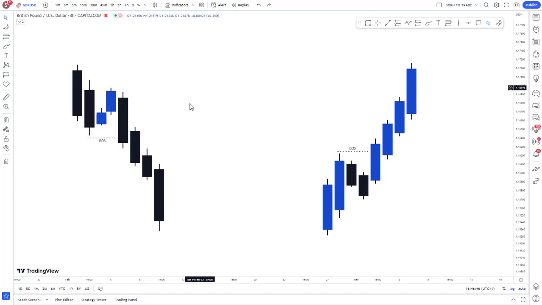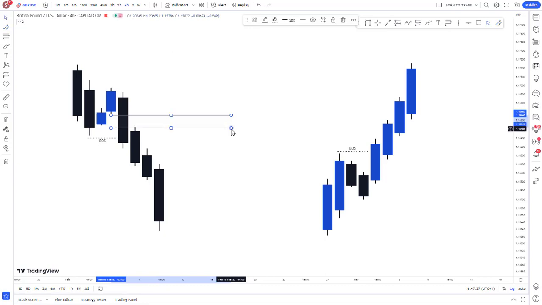So how can we identify a fair value gap? If you count this candle as your first candle, this one as your second candle, and this as your third candle, then to identify a fair value gap, look at the wick of the first candle and the wick of the third candle. There should be a space right there. When you see a space between the wick of your first candle and your third candle, that is what we call a fair value gap. The gap you see right there is what we call a fair value gap.